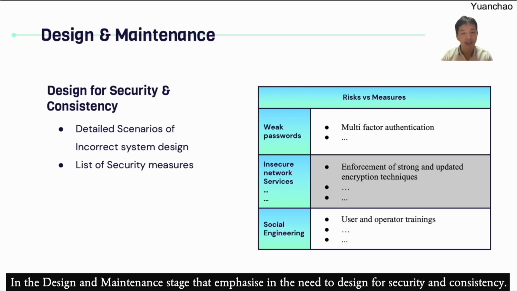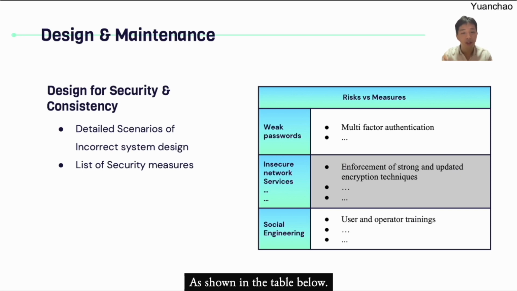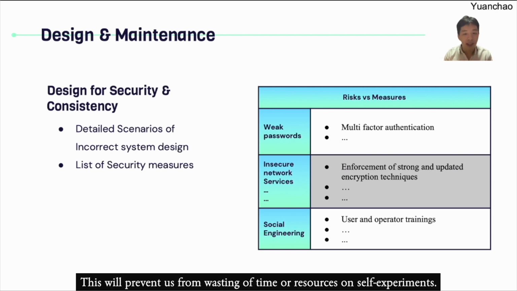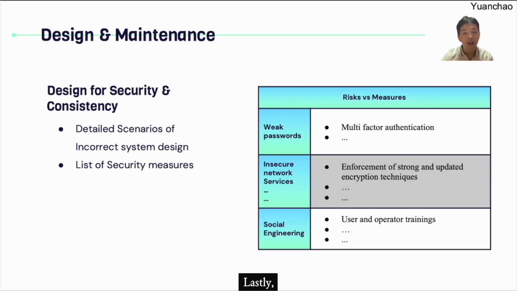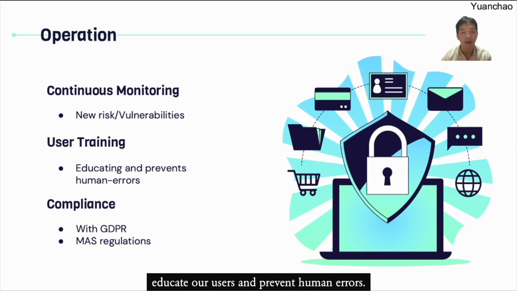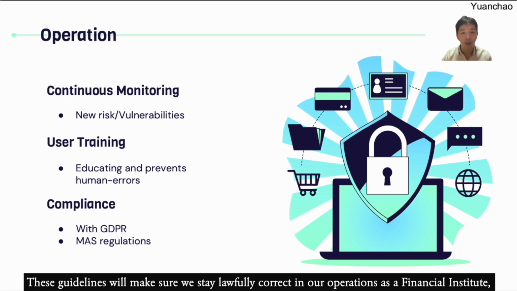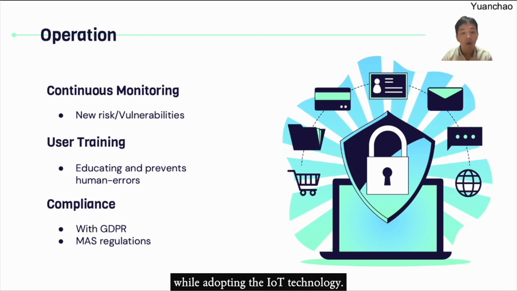In the design and maintenance stage, the emphasis is on the need to design for security and consistency. The guidelines provide us with detailed scenarios of incorrect system designs and an exhaustive list of security measures that address the risks that we have identified, as shown in the table below. This will prevent us from wasting time or resources on self-experiments. Lastly, in the operation phase, we will be able to continuously monitor the risks and vulnerabilities, educate our users, and prevent human errors. In this industry, staying in compliance with GDPR and MAS regulation is our top priority. Therefore, these guidelines will make sure we stay lawfully correct in our operations as a financial institute while adopting IoT technology.